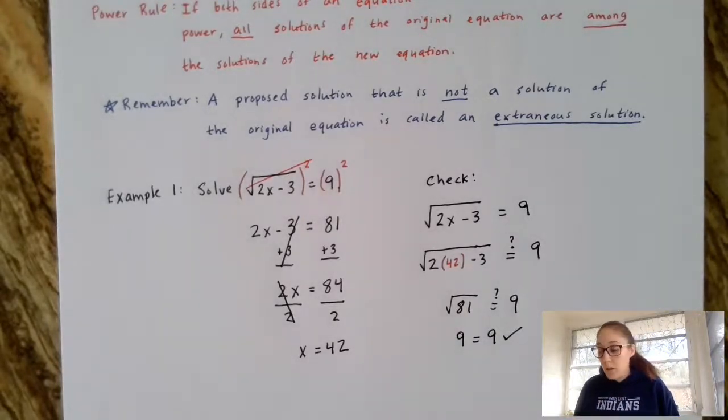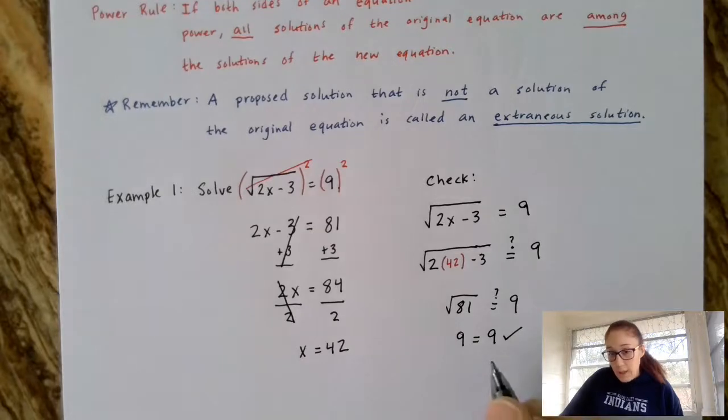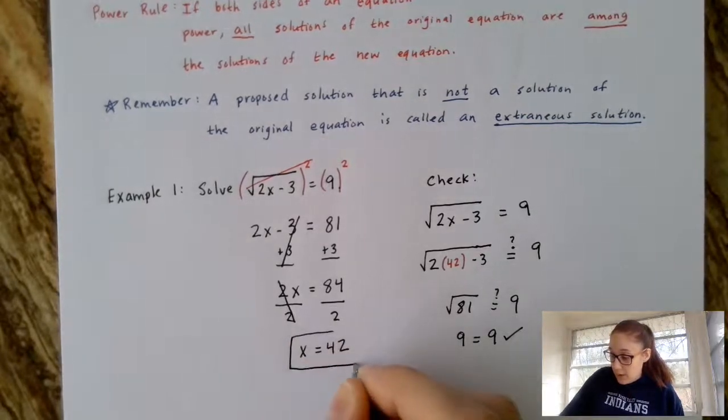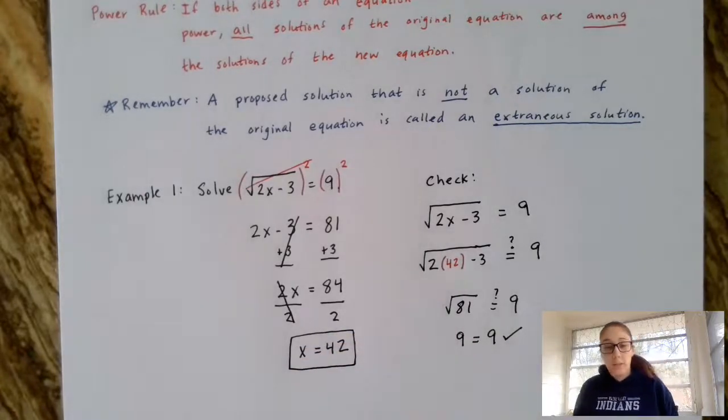That checks out. So because we checked it, and it all came out to be true, this x value is an answer, and that's our final answer. Alright, let's take a look at another example.